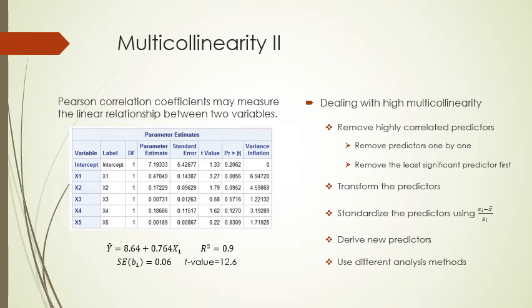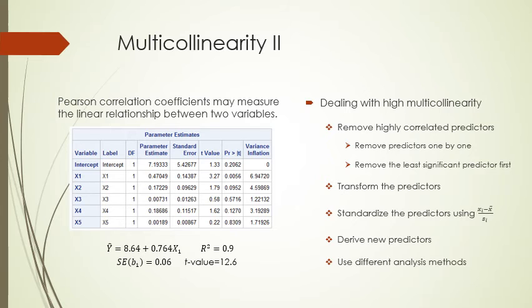Transformation may also be used to reduce the multicollinearity. For example, we have a regression model with predictors x and x squared. Since x and x squared are related, we may instead transform them to orthogonal polynomials. Sometimes we need to standardize the predictors to reduce the multicollinearity. The standardization is a technique useful in statistics and machine learning.